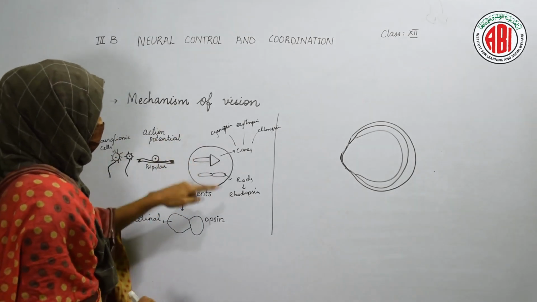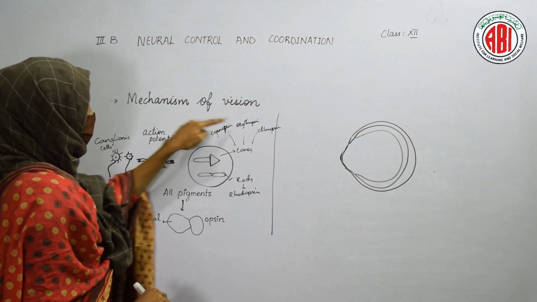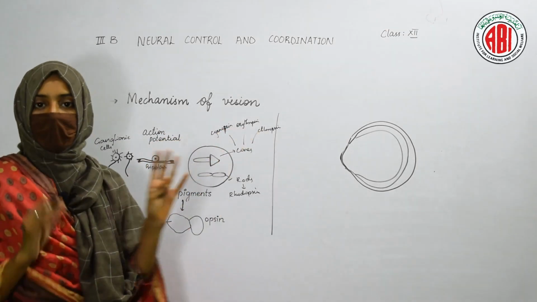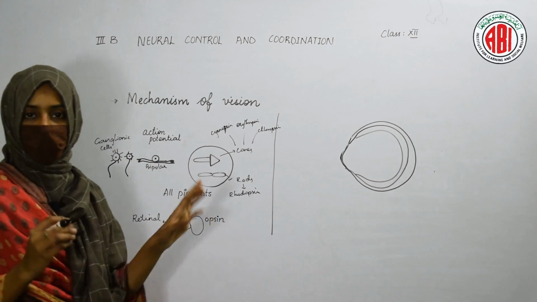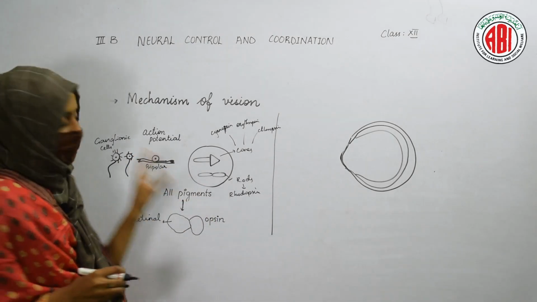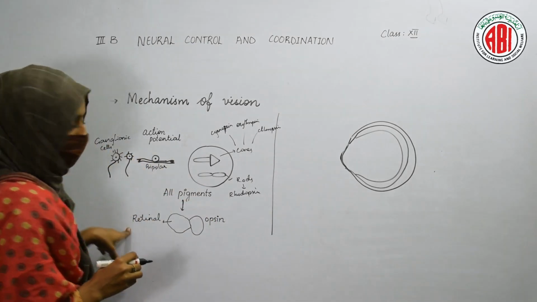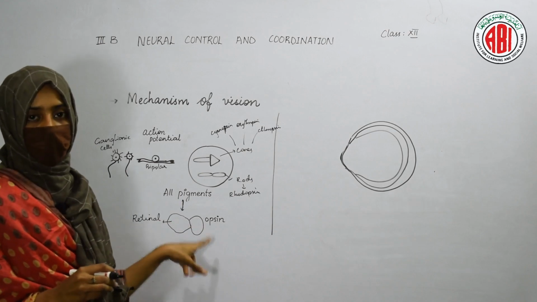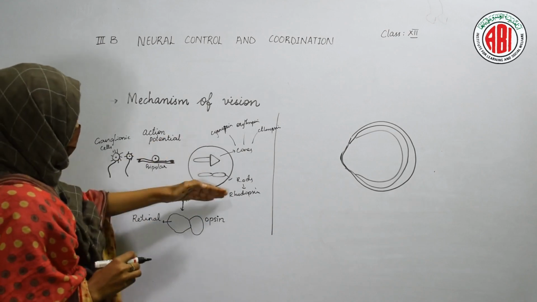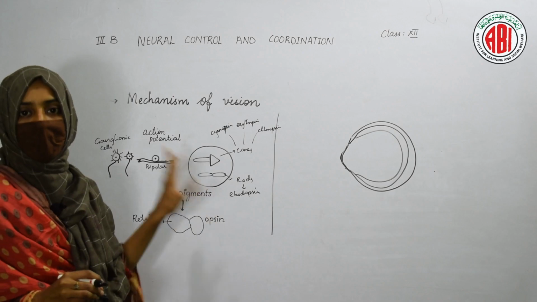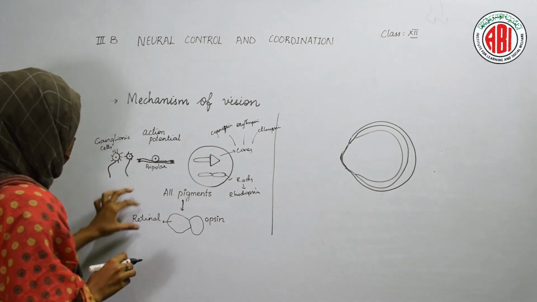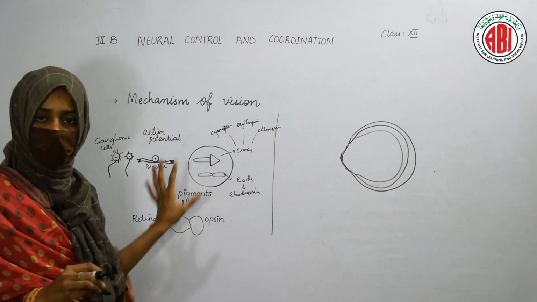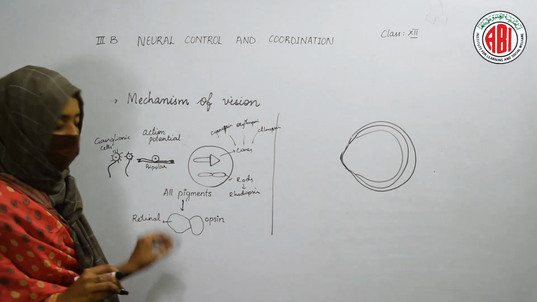All these pigments, like rhodopsin, cyanopsin, erythropsin and chloropsin, contain one substance and one protein in their structure. The substance which they contain is called retinal, and the protein which is present in all of these pigments is termed opsin. So in the pigment you can find the presence of a substance, retinal, and a protein called opsin. In all the pigments, these two things can be found.